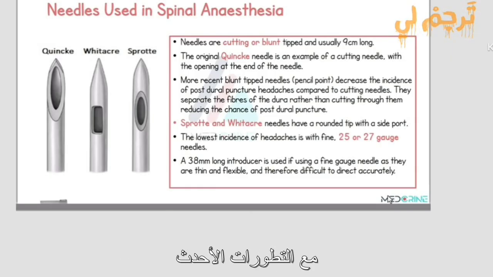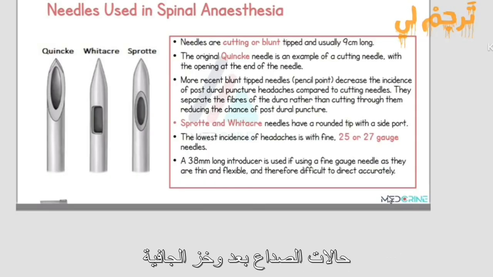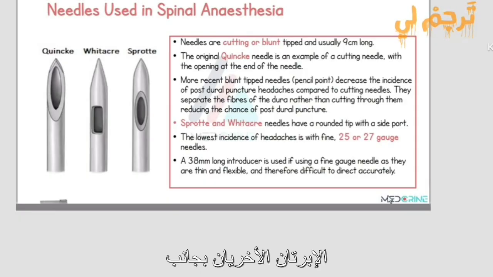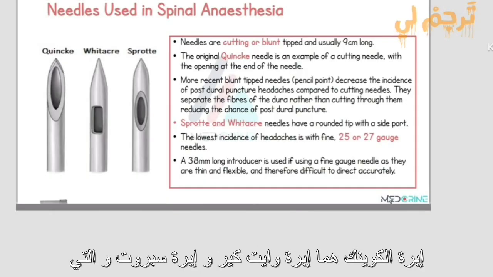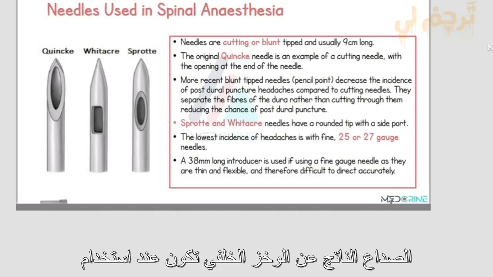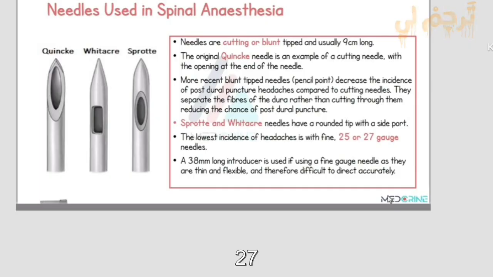As more recent developments have occurred, blunt tip needles decrease the incidence of post-dural puncture headaches compared to the cutting needles, as they separate the fibers of the dura mater rather than cutting through them, therefore reducing the chances of a post-dural puncture headache. The two other needles besides the Quincke needle are the Whitacre and Sprotte needles, which have a round tip with a side port. The lowest incidence of these headaches is with the use of a fine needle, usually between 25 to 27 gauge.